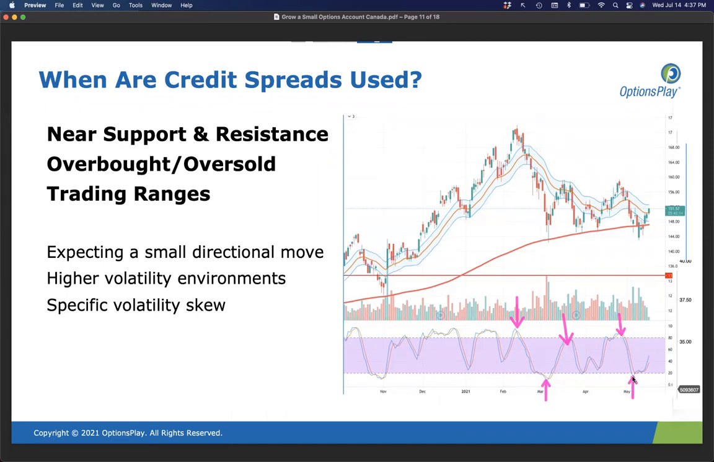So if you want to be tactical and time these types of trades, when they're overbought and oversold, those are ideal conditions to enter them. And also trading ranges, which goes back to the support and resistance model, looking for the top of the range or the bottom of the range. But again, these are strategies that are best when you expect a small directional move.